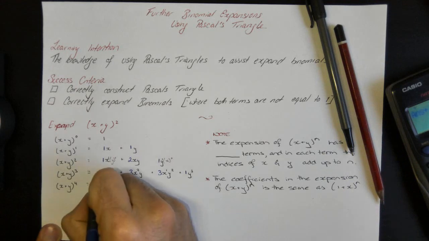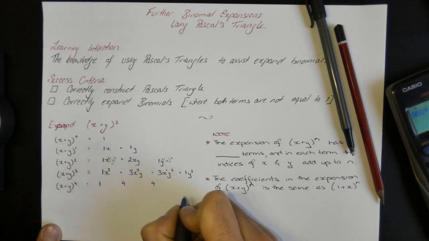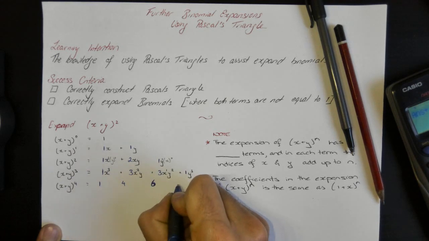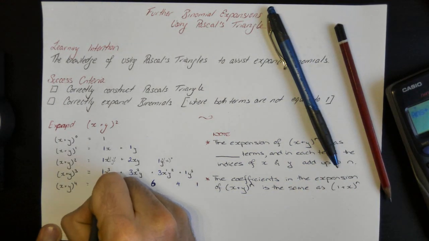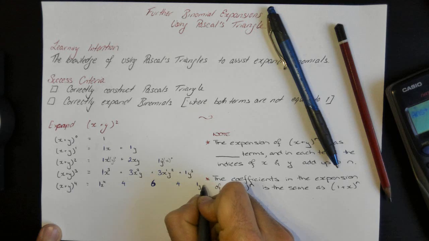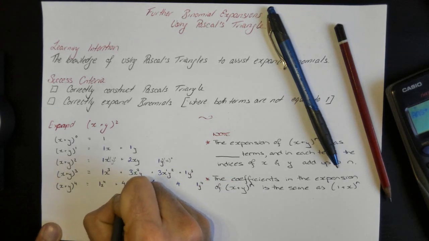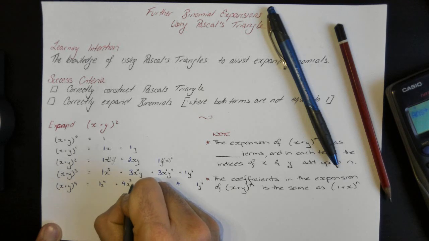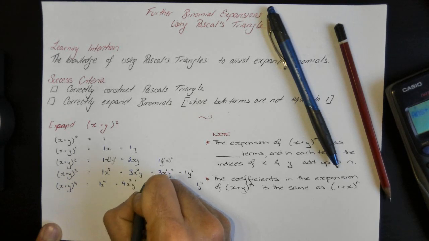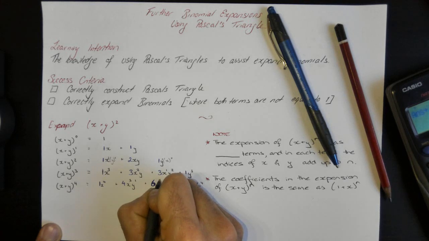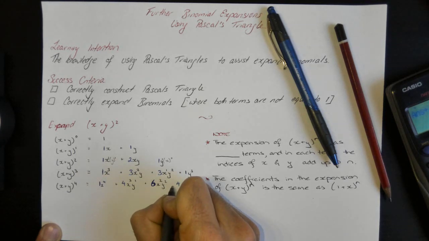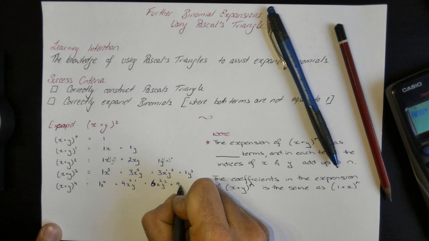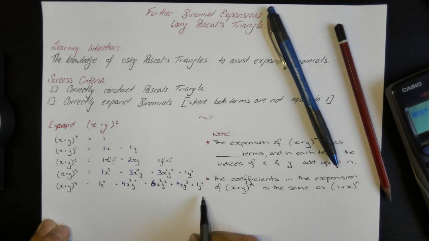And if I was to continue on, we've got 1, 4, 6, 4, 1. We're going to get x to the power of 4, and y to the power of 4. But we're also going to get x to the power of 3, y to the power of 1, x to the power of 2, y to the power of 2, and x to the power of 1, y to the power of 3.